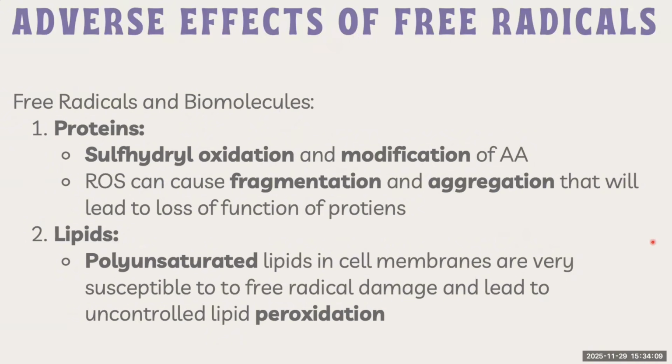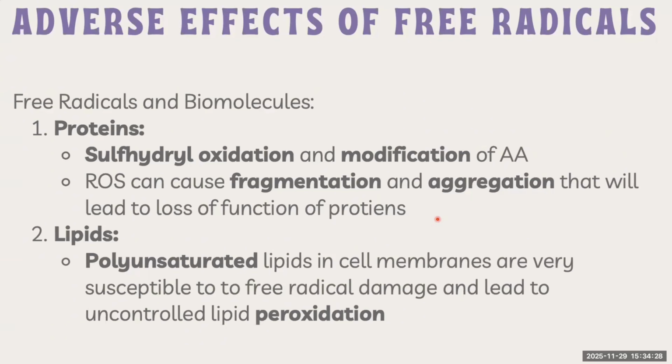Free radicals can oxidize the sulfhydryl groups found in your proteins, and this will cause modification of the amino acids within the proteins. What this basically does is cause fragmentation and aggregation of these proteins and cause them to become non-functional. An example of this, something that we just took, is the Heinz bodies found in G6PD deficiency.